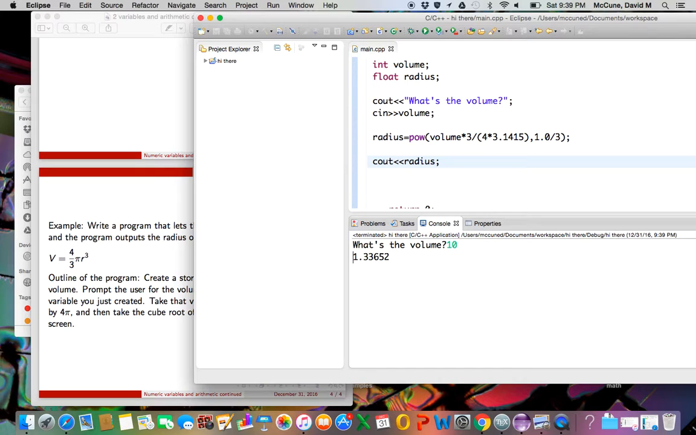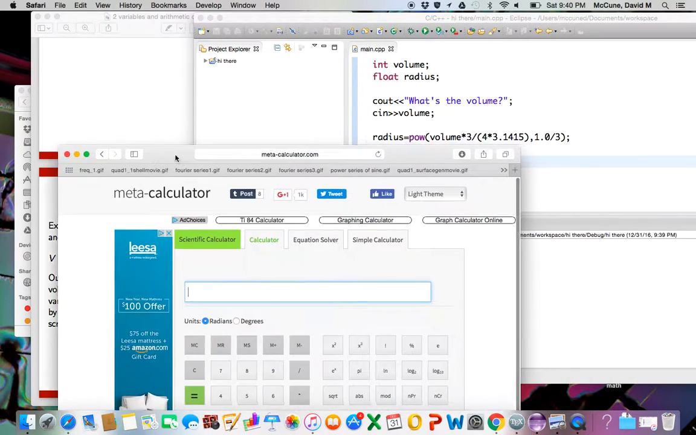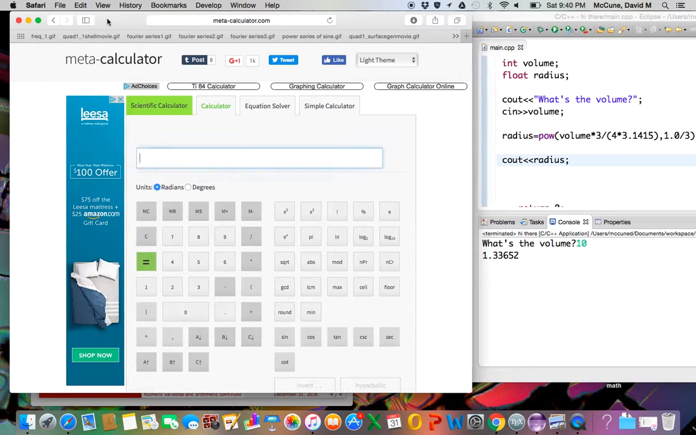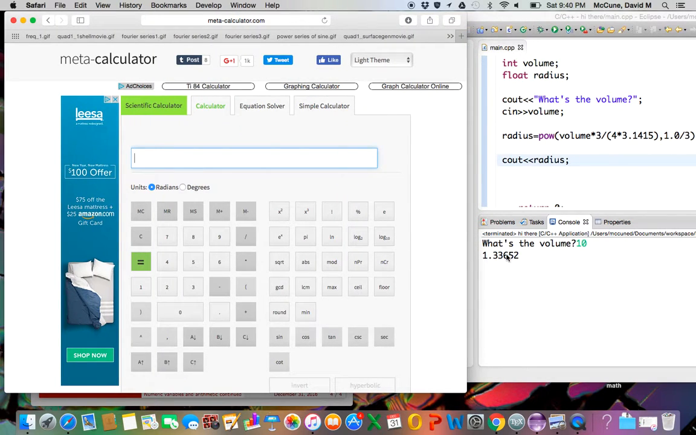Let's say the volume is 10. It tells me the radius is 1.33652. Okay, once you run a program and you get an answer like this, you should always check. You know, there's always a possibility you made a mistake inside of this code. So let's see if that's a reasonable answer, 1.33652.